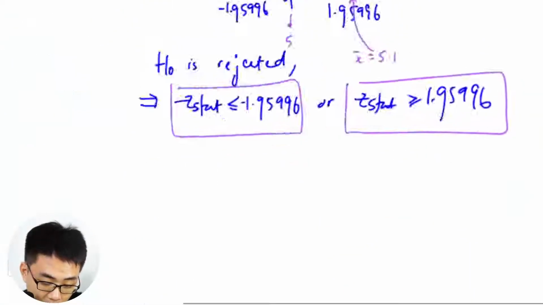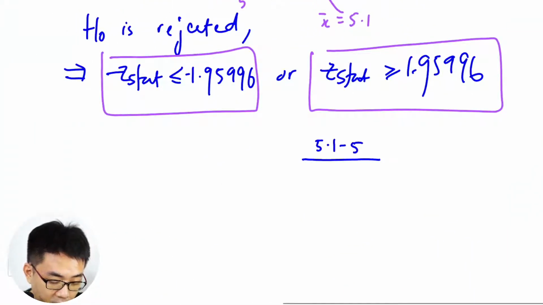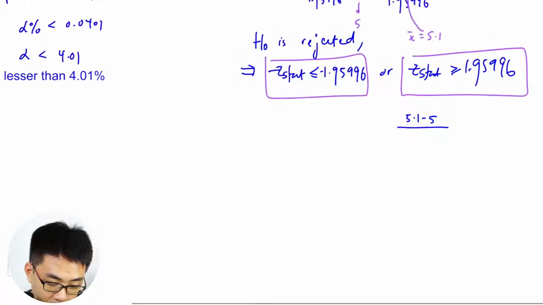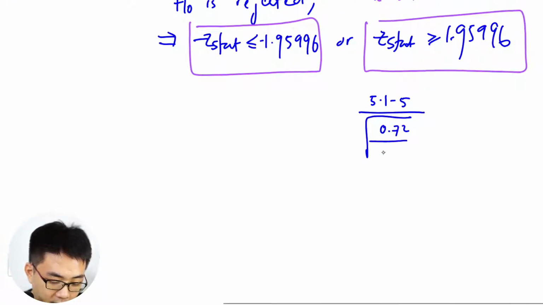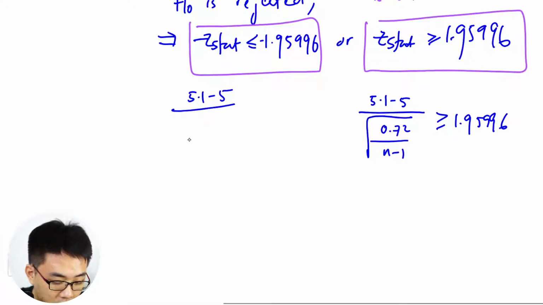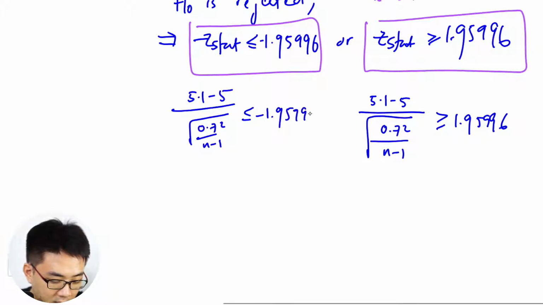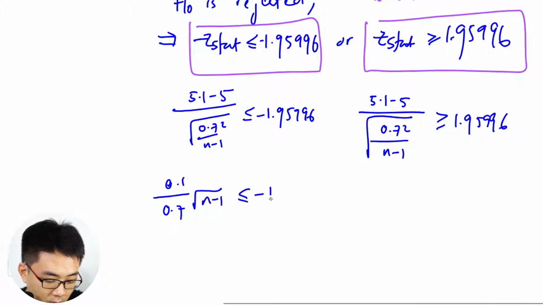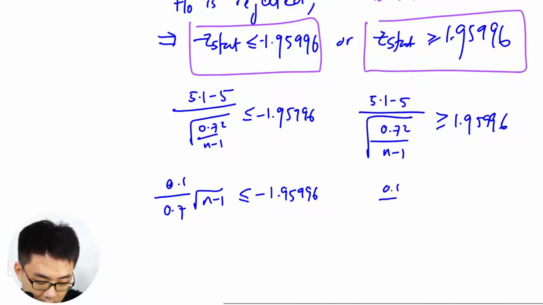But anyway, if you're not too sure, what you can do is just put 5.1 minus 5 over, so s squared over n is this value here. So this is 0.7, 0.7 squared over n minus 1, bigger than or equal to 1.95996. So this one should reject because 5.1 minus 5 over 0.7 squared over n minus 1 is more than 1.95996. So this case here, if you key in, this will be 0.1 over 0.7 over square root of n minus 1, compared with 1.95996. Okay, this is the same thing.